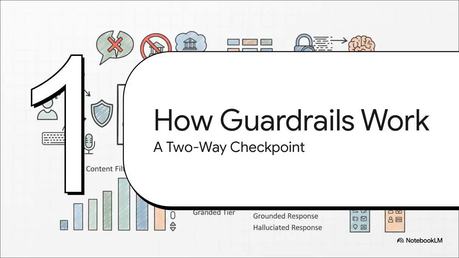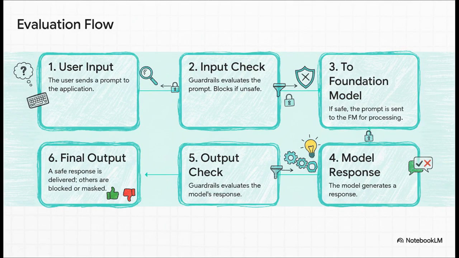Okay, so we have this awesome toolkit, but how does it all fit together in practice? Well, it's a 2-stage evaluation process, and it works just like a security checkpoint, but in both directions. Guardrails act as a two-way gatekeeper. It's really cool. First, it checks the user's prompt coming in. It scans it against all your policies. If it's safe, great. The prompt goes on to the model. But it doesn't stop there. Guardrails then inspects the model's response coming out before it ever reaches the user. This ensures safety at every single step of the conversation.